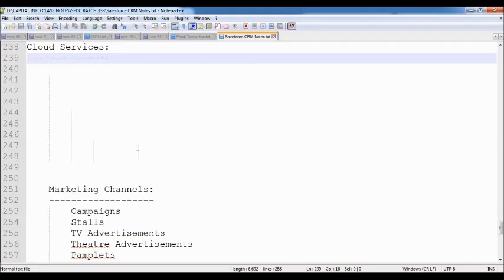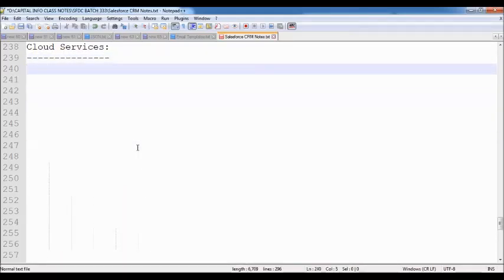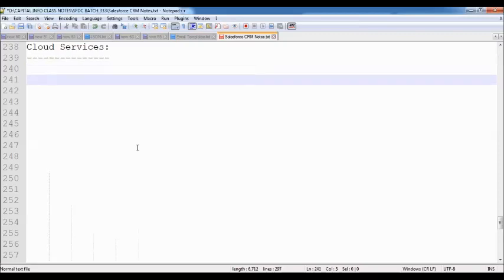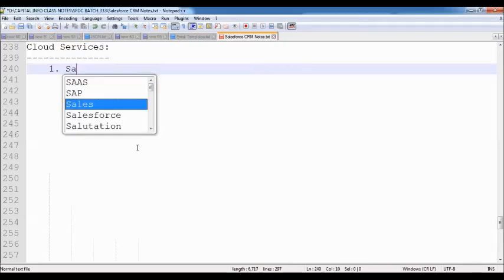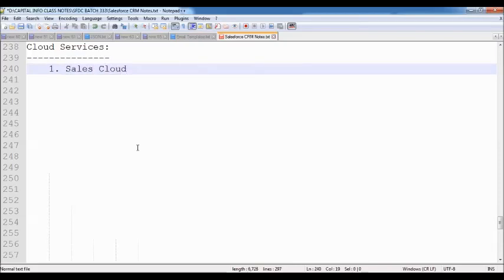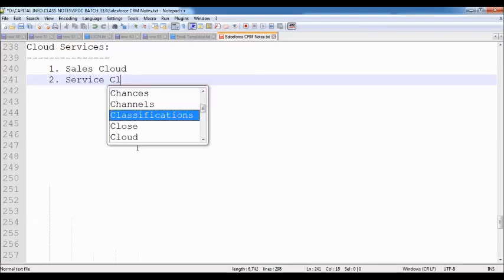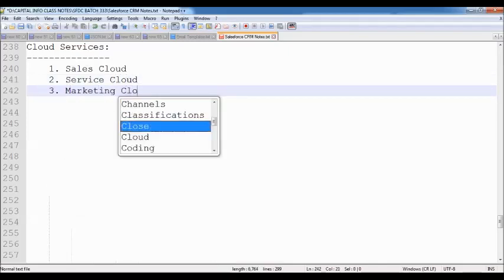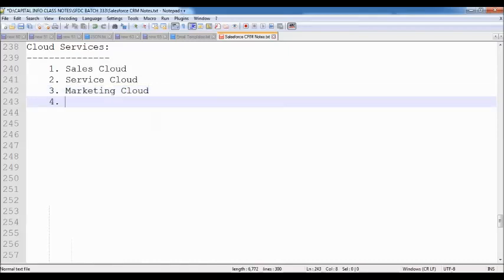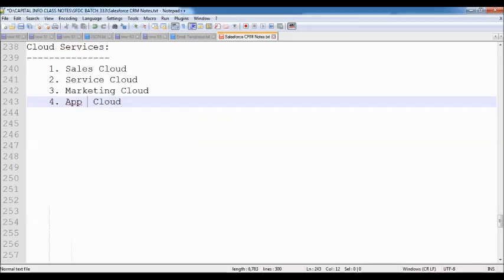Salesforce, from the beginning, has been purely offering various cloud services. What are the various cloud services offered by Salesforce? Now let me explain. The first one is Sales Cloud. Second one is Service Cloud features. Third one, Marketing Cloud. Fourth one, App Cloud. This is also called Application Cloud.